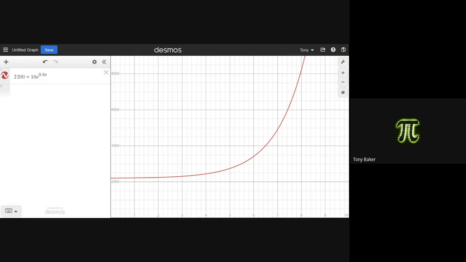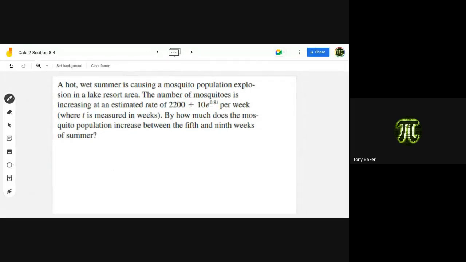So this problem is telling me the estimated rate it's increasing, right? Which would be the slope, because rates are slope, right? So that is the derivative of my population. So if I take the integral of my derivative, I get my original population numbers. So for this problem, all they're doing is taking the integral of this from the 5th to the 9th week.